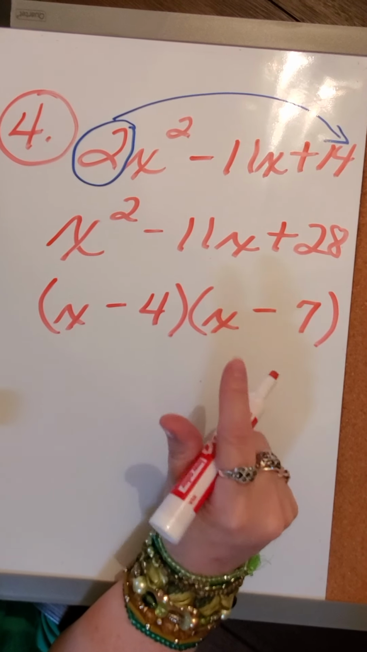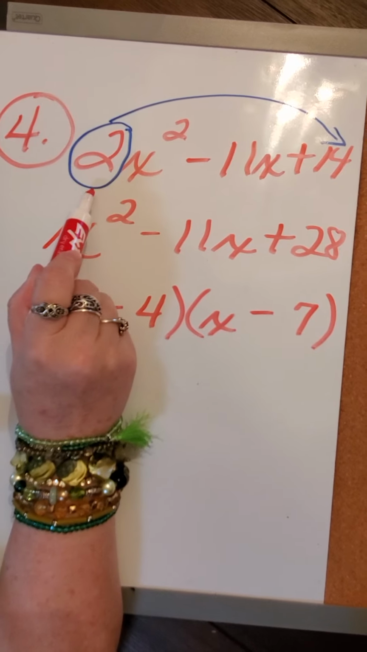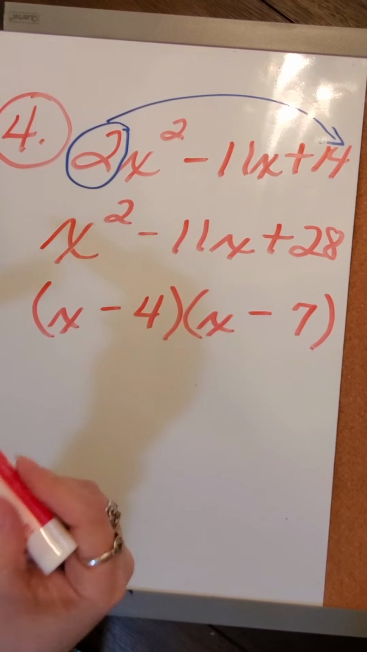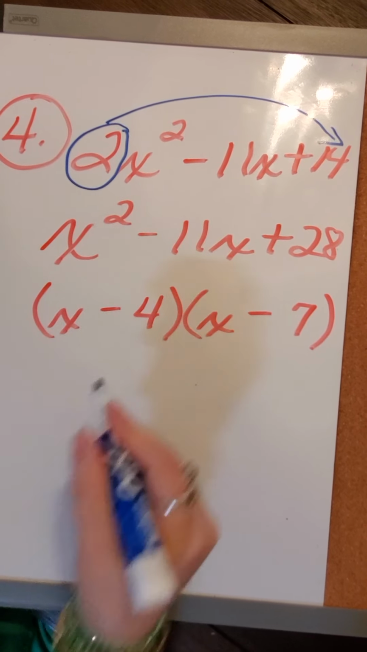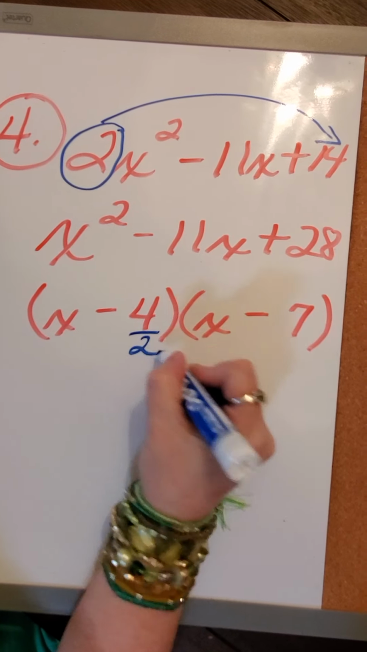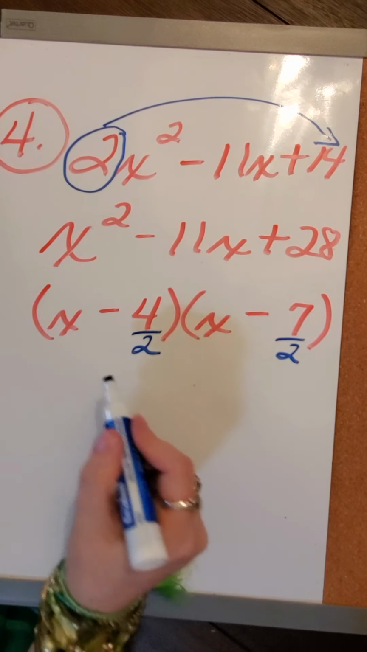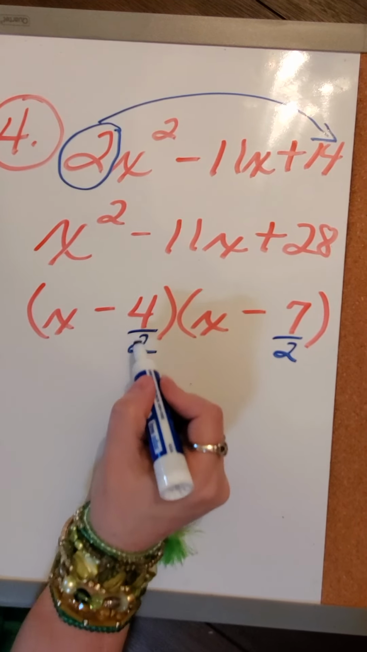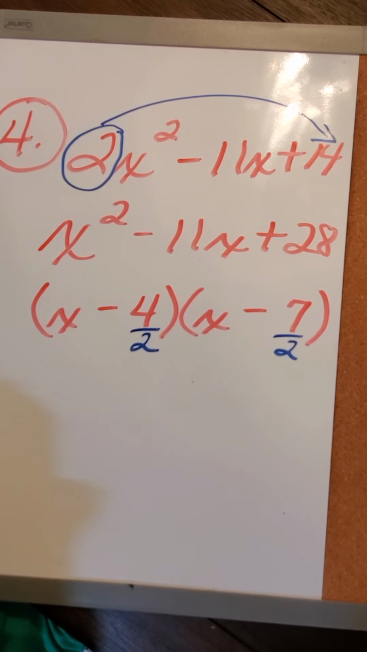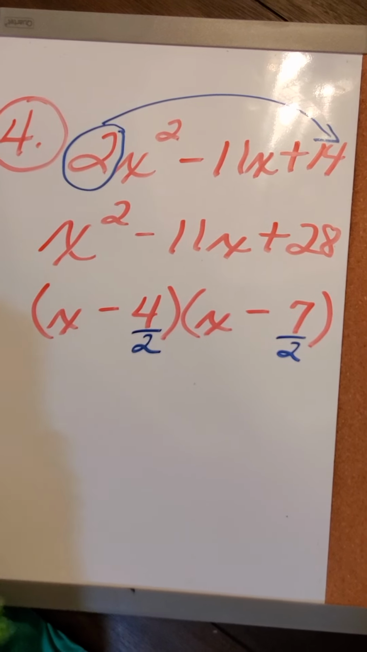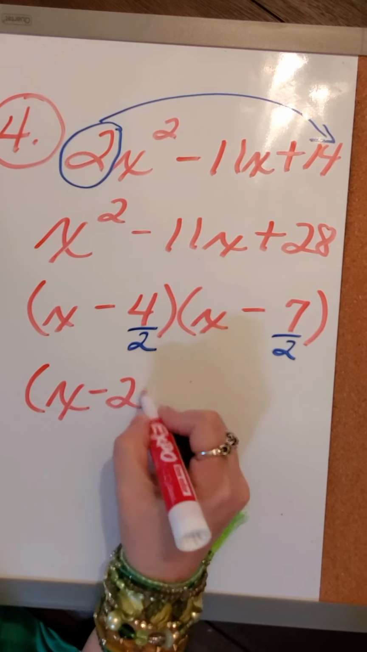Now, we have to undo what we did. So since we multiplied by 2, now we're going to divide by that 2. Divide by the 2, because we have to undo that. So then you look at this, reduce it if possible. I'll go ahead and switch back to my red. So this would reduce to x minus 2.